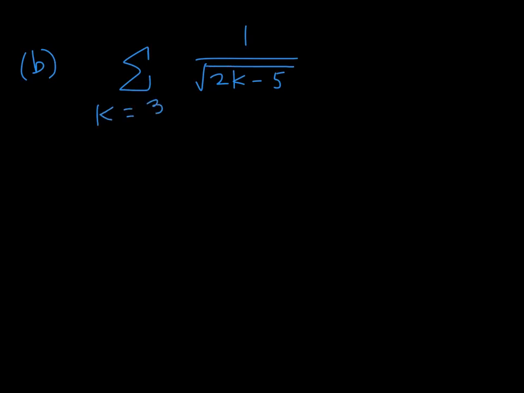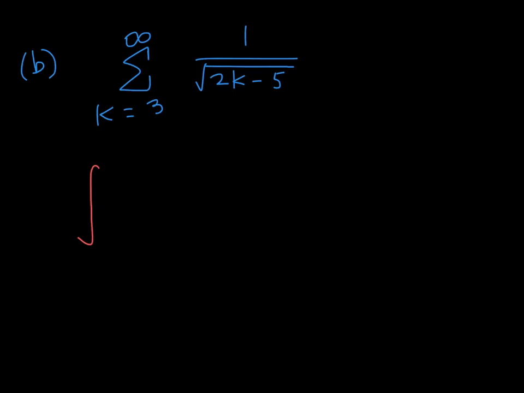So the next example is the infinite series of 1 over the square root of 2k minus 5 as k goes from 3 to infinity. Okay. All right. So let's consider the integral. This is the integral test. Oh, by the way, same as before, the divergence test will not help you conclude anything.